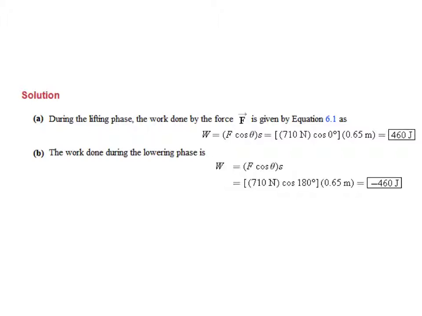And when the weightlifter was lowering the weights, they were still applying a force of 710 newtons through a distance of 0.65 meters. But now the angle between the force and the displacement was 180 degrees, and the cosine of 180 degrees is -1. So now our work is negative 460 joules.